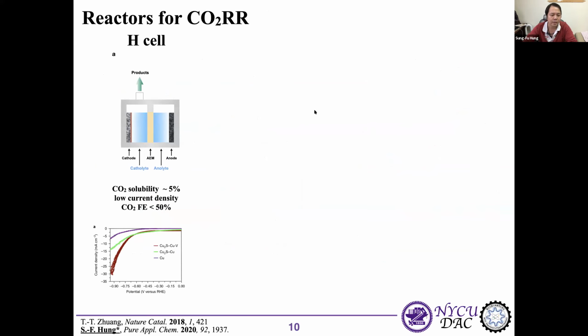Okay, so for the conventional electrolyzer for carbon dioxide reduction reaction, we purge the carbon dioxide into the electrolyte to saturate it, but the carbon dioxide solubility is only about 5% in the solution, so it will limit the overall catalytic activity. And the current density is only tens of milliamps per square centimeter. Yeah, so the current density is too low, and the energy efficiency is lower than 50% here.